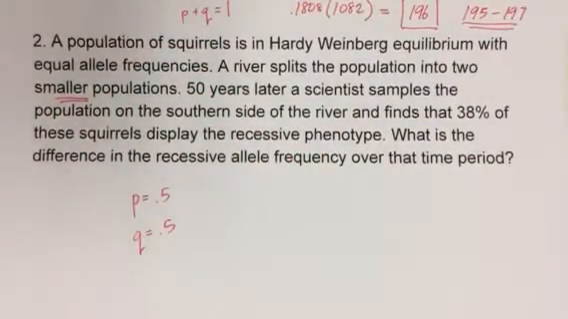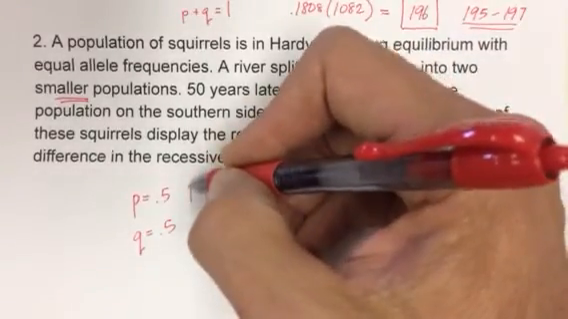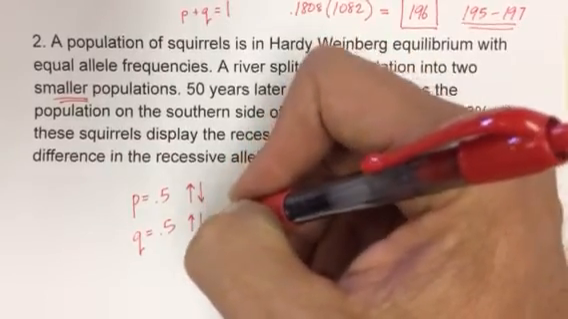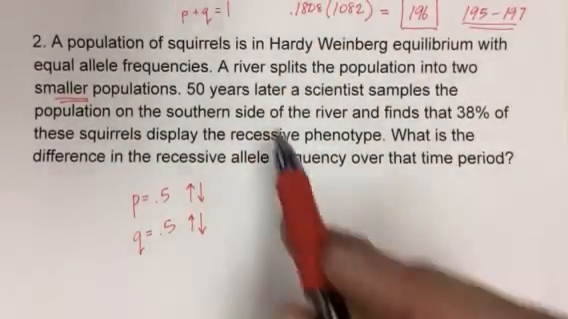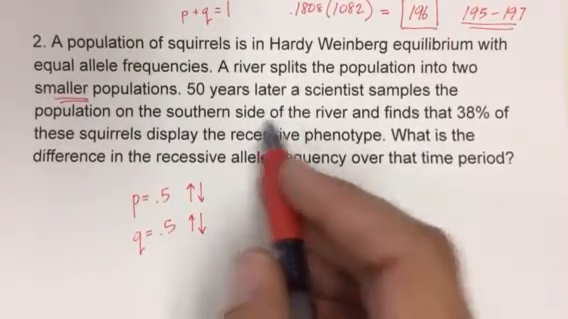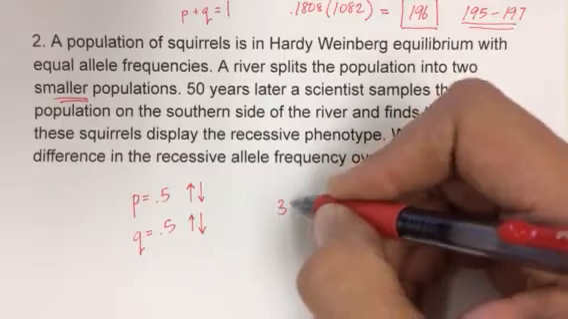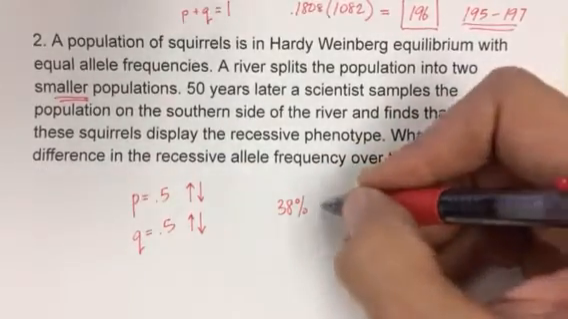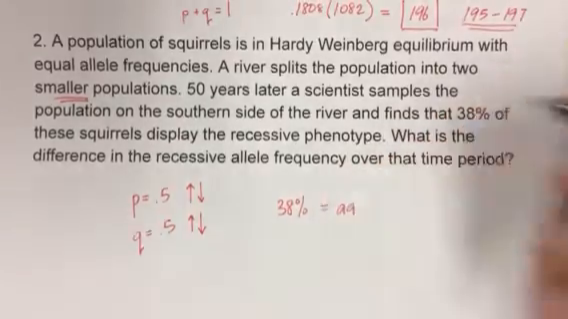It says a river splits the population into two smaller populations. Well, now that we have smaller populations, we're no longer going to be in Hardy-Weinberg equilibrium. So we would expect these numbers to change. Now I don't know which value is going to go up and which value is going to go down, but they should change. It says a scientist came along 50 years later and sampled a population of squirrels on the southern side of the river and found that 38% showed the recessive phenotype. So 38% of them are homozygous recessive.